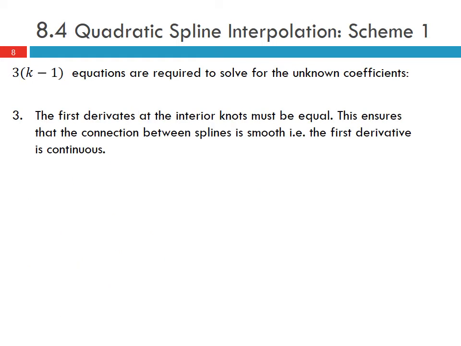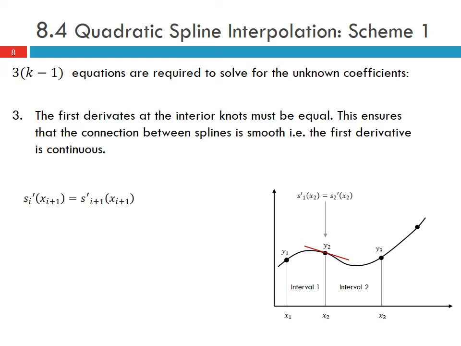The next condition that we can specify is that the first derivatives at the interior knots must be equal. This ensures that the connection between the splines is smooth, so the first derivative is continuous. Basically, the derivative of this function has to be equal to the derivative of this function at the point that they meet at that knot. So the first derivative of s_i at x_{i+1} is equal to the first derivative of s_{i+1} at the same point x_{i+1}.